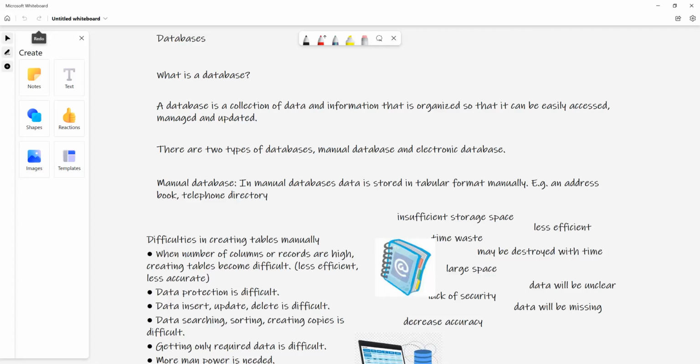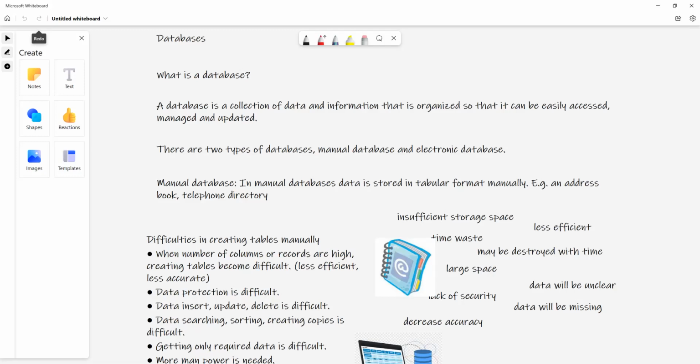And in the last few sessions, we were discussing what a database is. A database, we can simply say, is a collection of data and information, but it's organized in such a way that we can easily access the data, manage the data, and update the data.